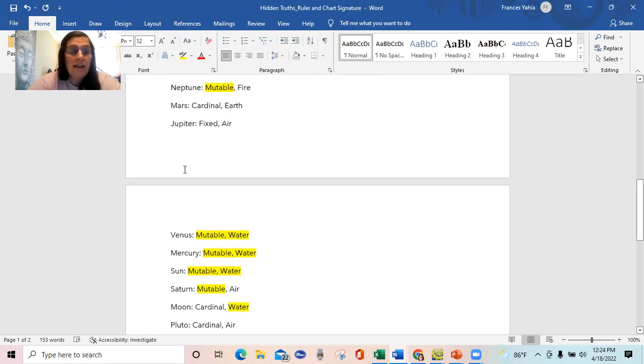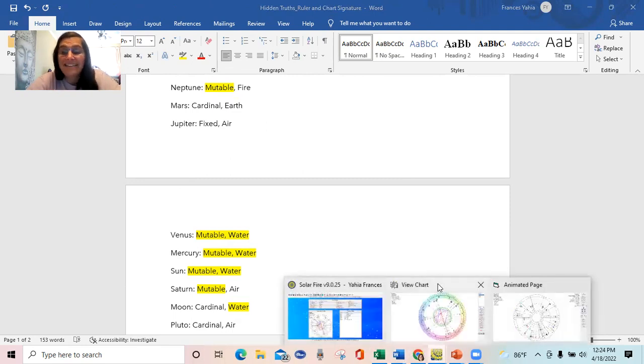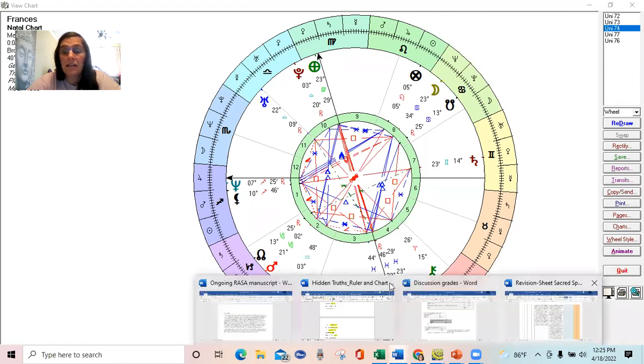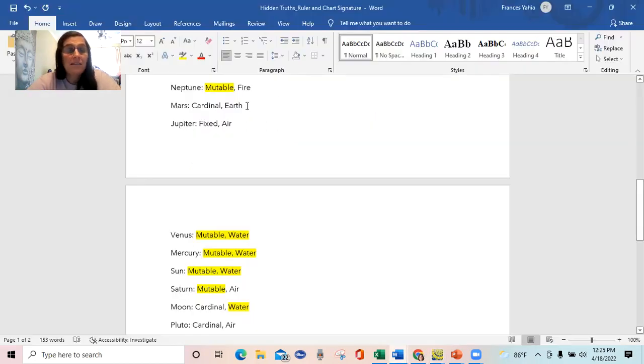So what I did was I just went down my chart, and this is the way I recommend just for ease. I start here at Neptune. I went to Mars, Jupiter, Venus, Mercury, Sun. I skipped Chiron, Saturn, Moon, Pluto, Uranus. So that's the way you're going to see it listed in your cheat sheet. And what I did was Neptune is in Pisces, which is mutable. This should be water, sorry.